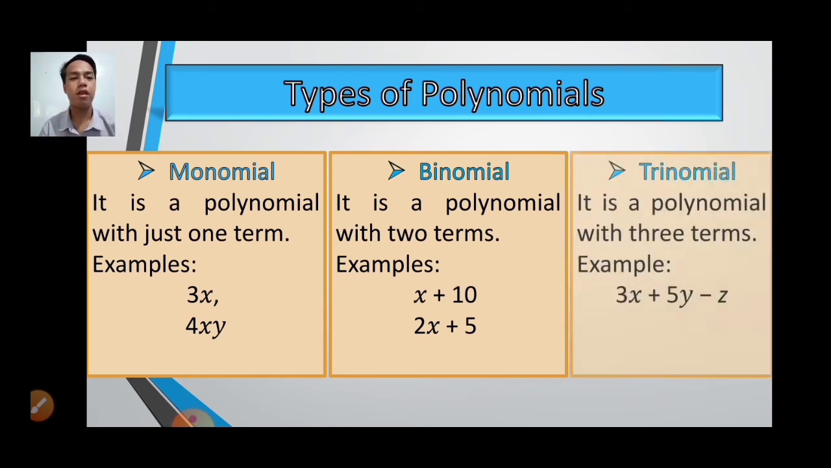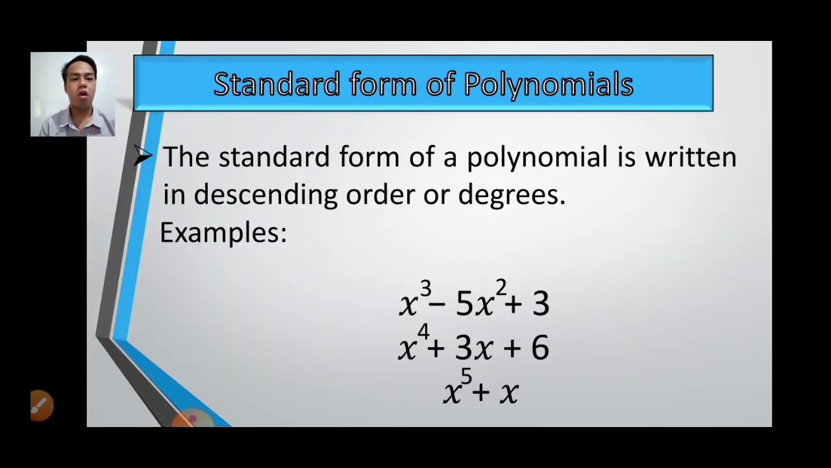Next, we have the trinomial. A trinomial is a polynomial with three terms. The example of this is 3x plus 5y minus z. From the word itself, trinomial, tri means 3. It has 3 terms. So those are the different types of polynomials: the monomial, binomial, and trinomial. Now, let's go on with the standard form of the given polynomials.